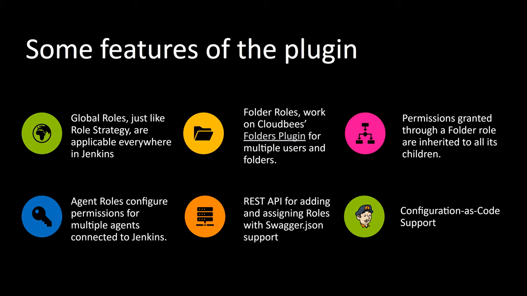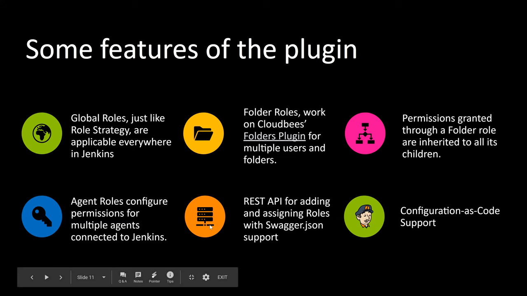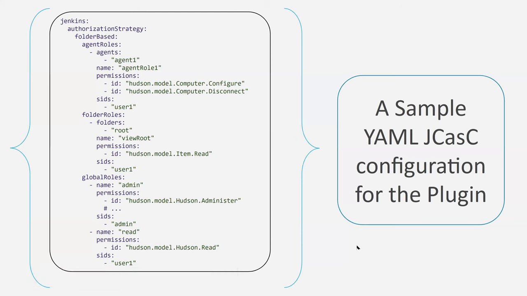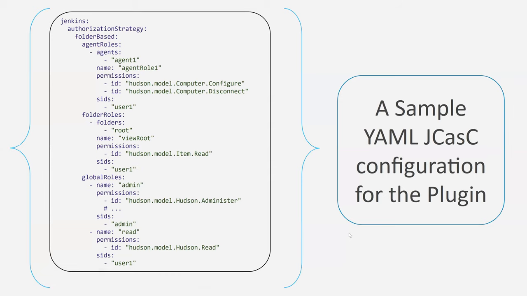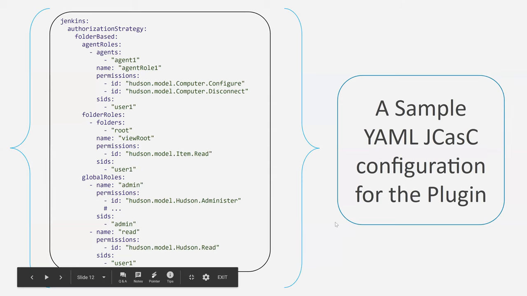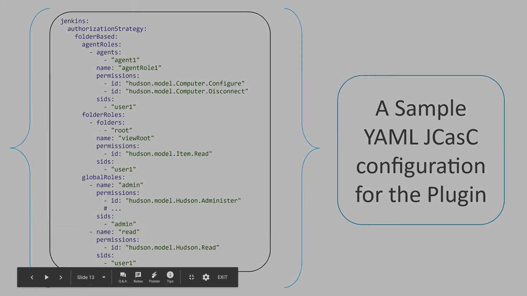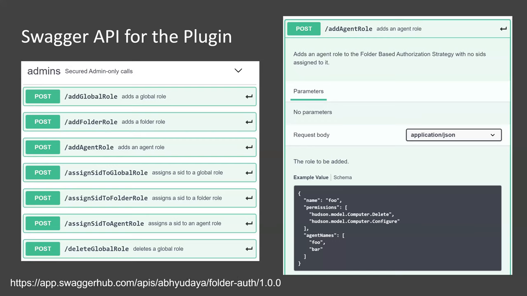For managing roles, we have REST APIs with Swagger JSON support, and we support Jenkins configuration as code out of the box. So this is what a configuration as code YAML looks like for the plugin, and you can check out some more examples inside the folder authorization plugin. We have the Swagger API for the plugin, which allows you to download stubs and tools for running these APIs from multiple languages. Now let's go for a quick demo of the plugin.